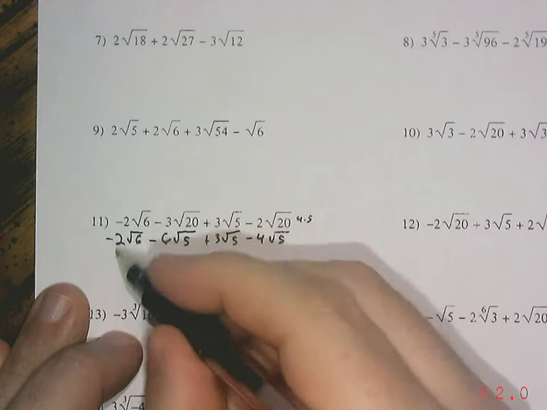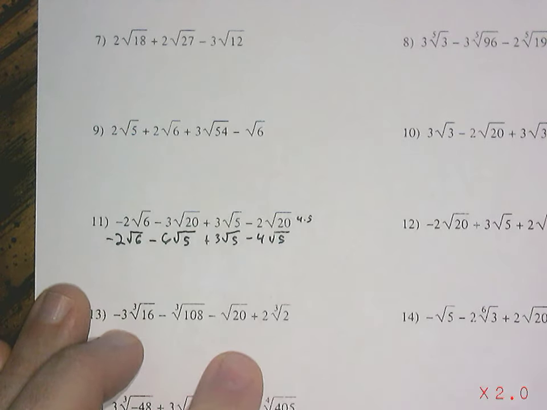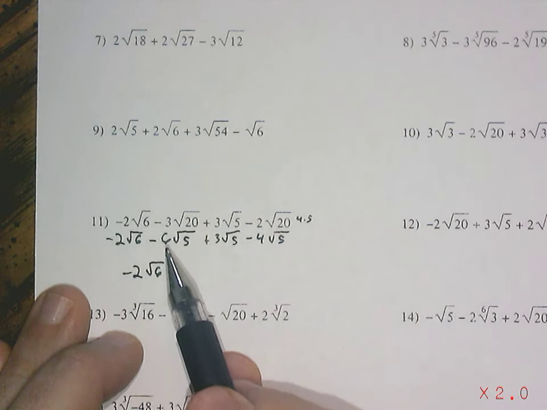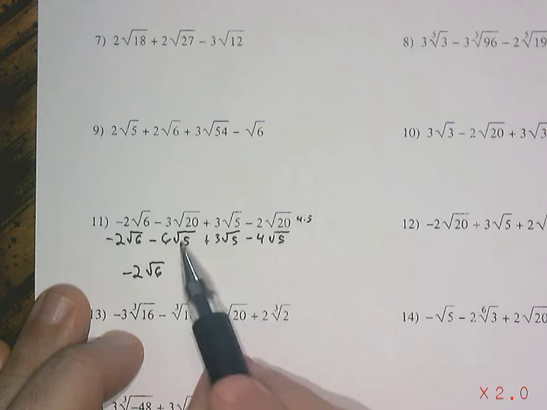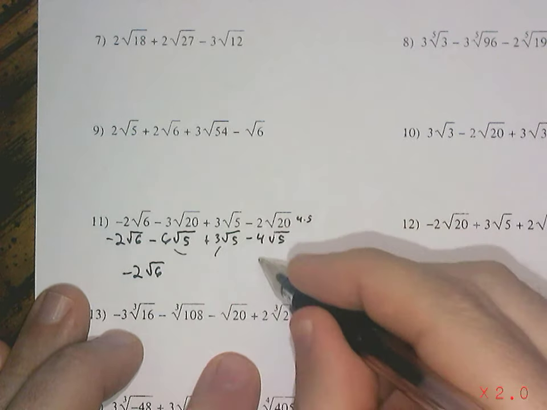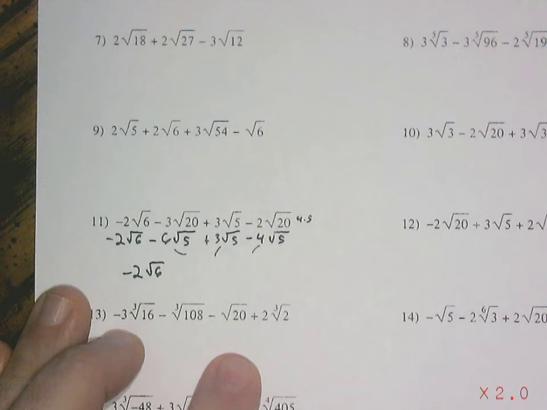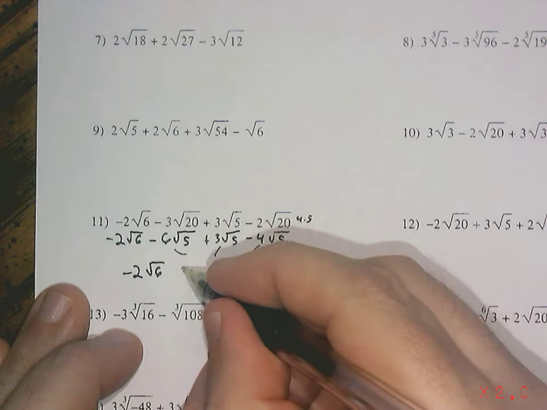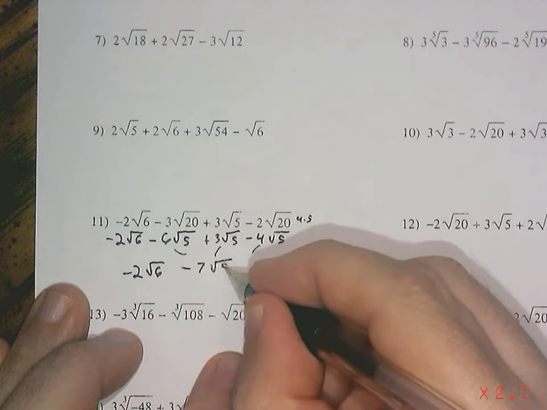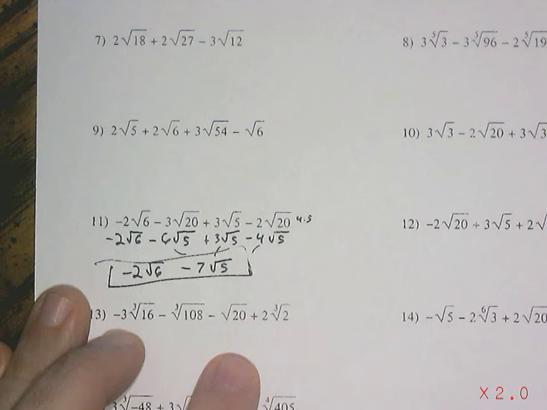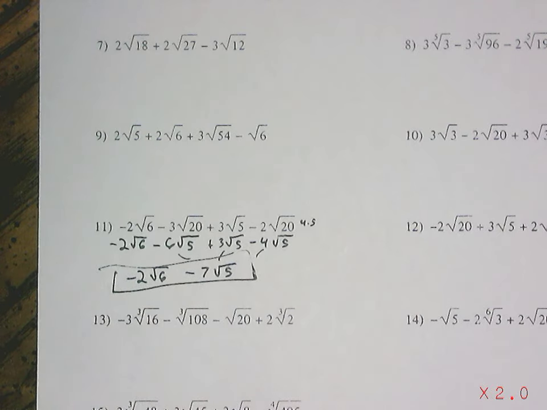Okay, now I combine my like terms. So I've got this, the square root of 6 doesn't have any like terms, so it's just going to stay there. Negative 2 square root of 6. But these three all have a square root of 5, so they're all like terms. I can combine them. Negative 6 plus 3 plus negative 4. That would end up being negative 7. So minus 7 square root of 5. And that's as simple as I can get it, so that's my answer. 2 square root of 6 minus 7 square root of 5.